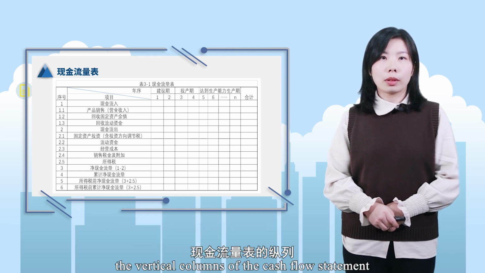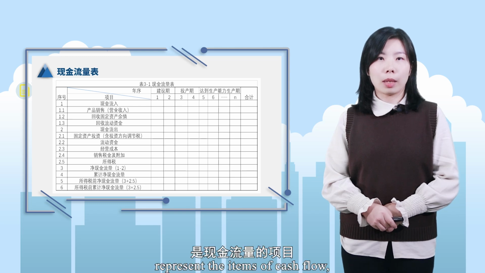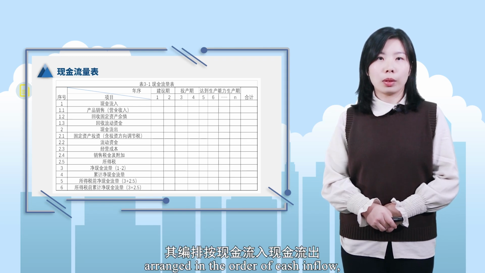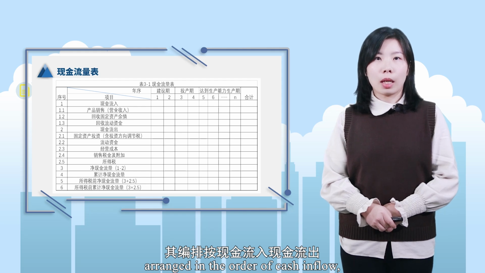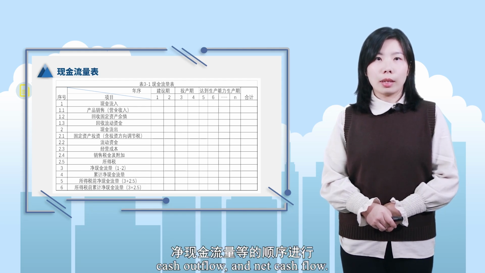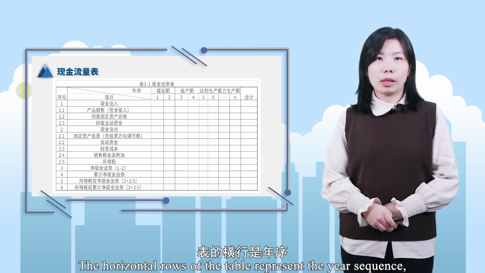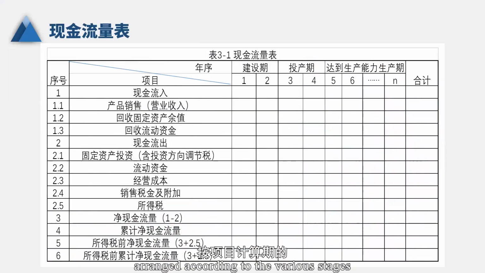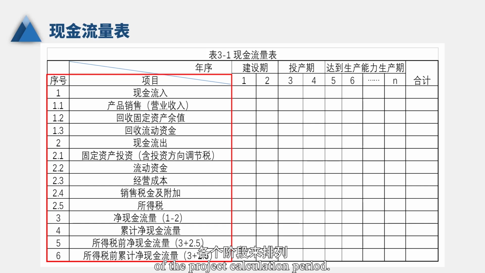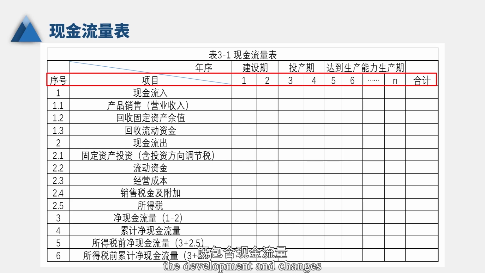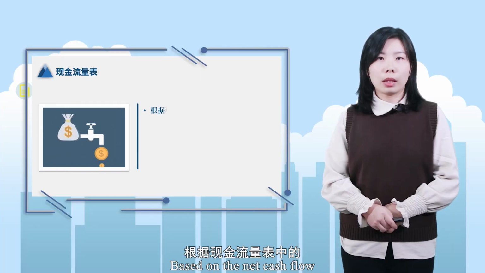The vertical columns of the cash flow statement represent the items of cash flow, arranged in the order of cash inflow, cash outflow, and net cash flow. The horizontal rows of the table represent the year sequence, arranged according to the various stages of the project calculation period. The entire cash flow statement encompasses the development and changes of various cash flow items, making it intuitive, convenient, and highly comprehensive, based on the net cash flow.